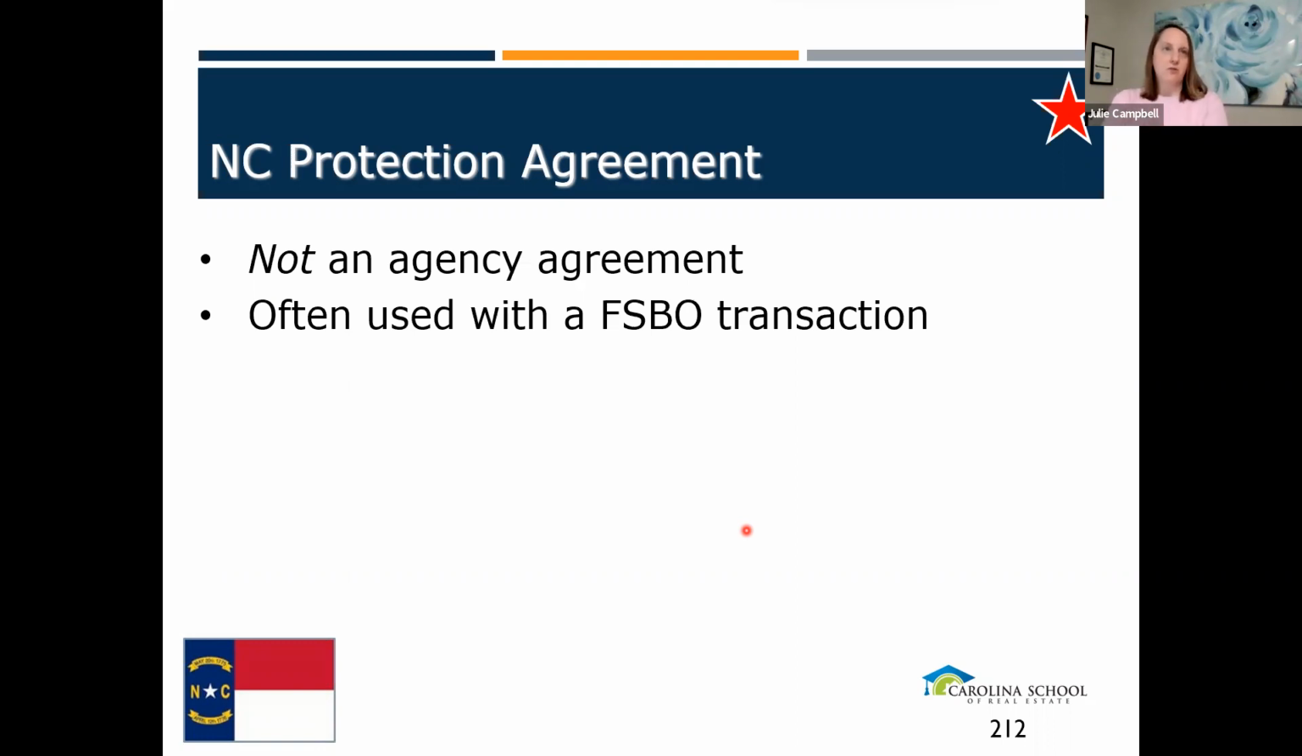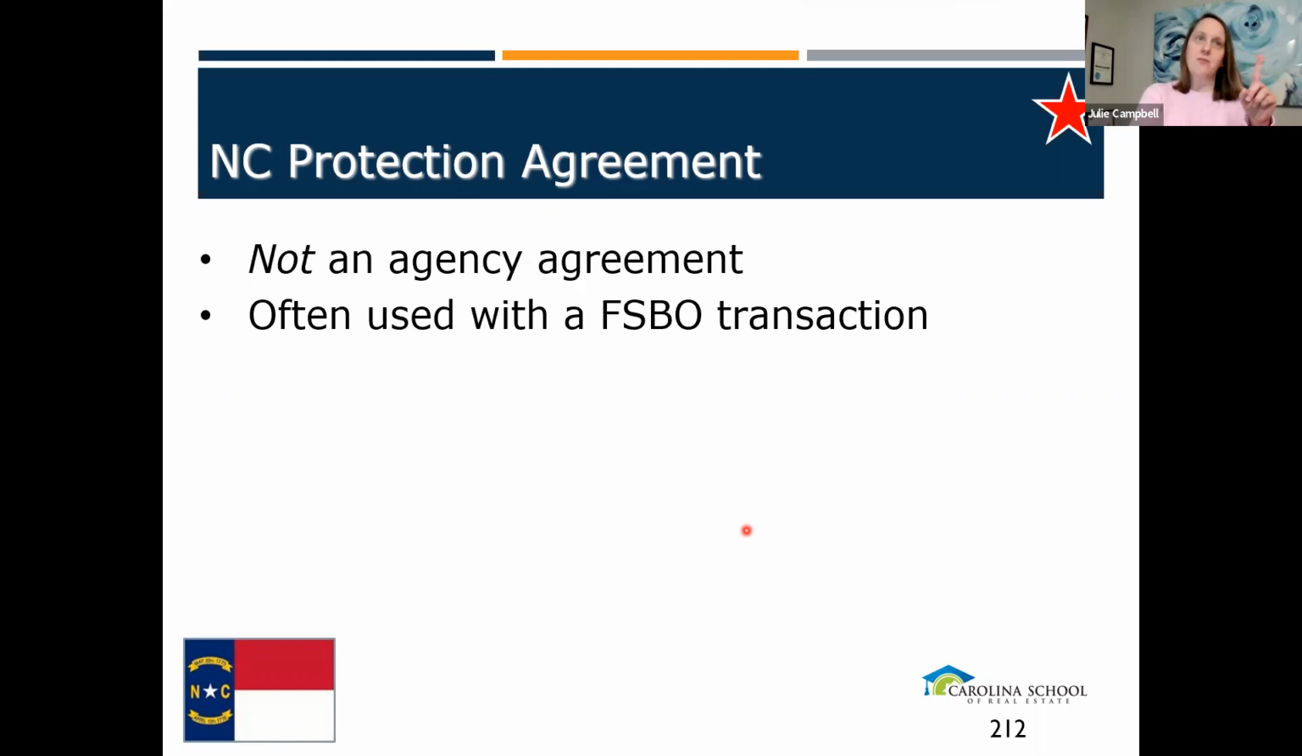This is why we have this North Carolina Protection Agreement. That's actually the name of the form. It's in the In Practice on page 212. It's a mouthful: Unrepresented Seller Disclosure and Fee Agreement. That's the name of the form. So when the FSBO says, yes, I'm going to pay you, we're going to send them this Unrepresented Seller Disclosure and Fee Agreement. And I'm also going to send the FSBO something else.